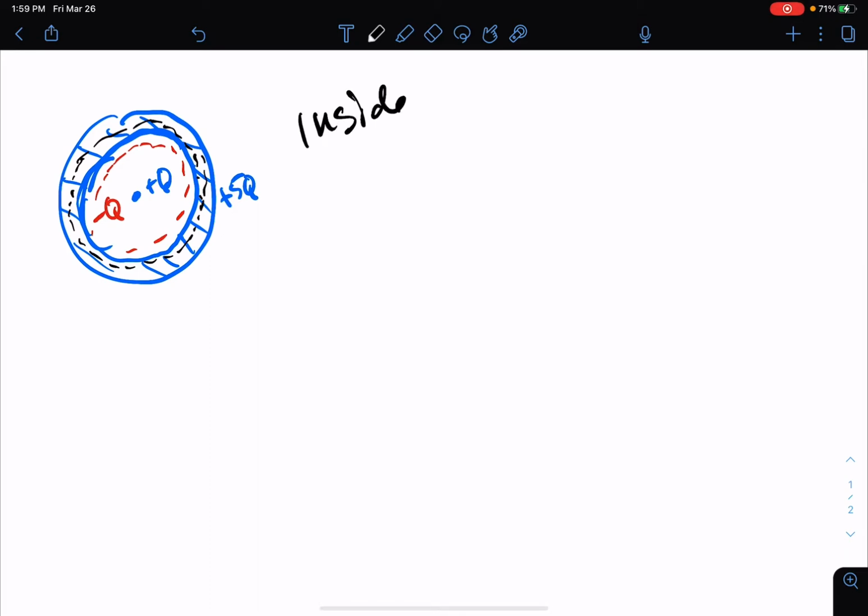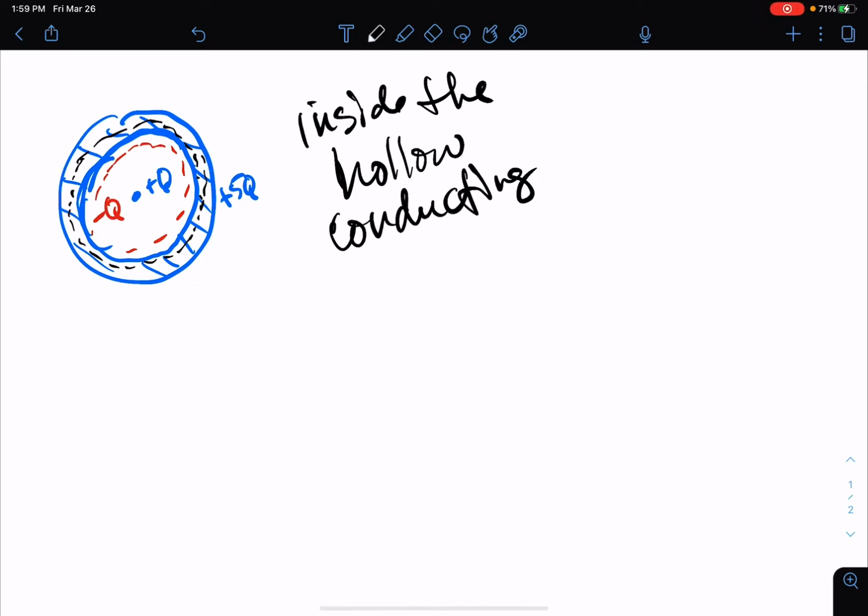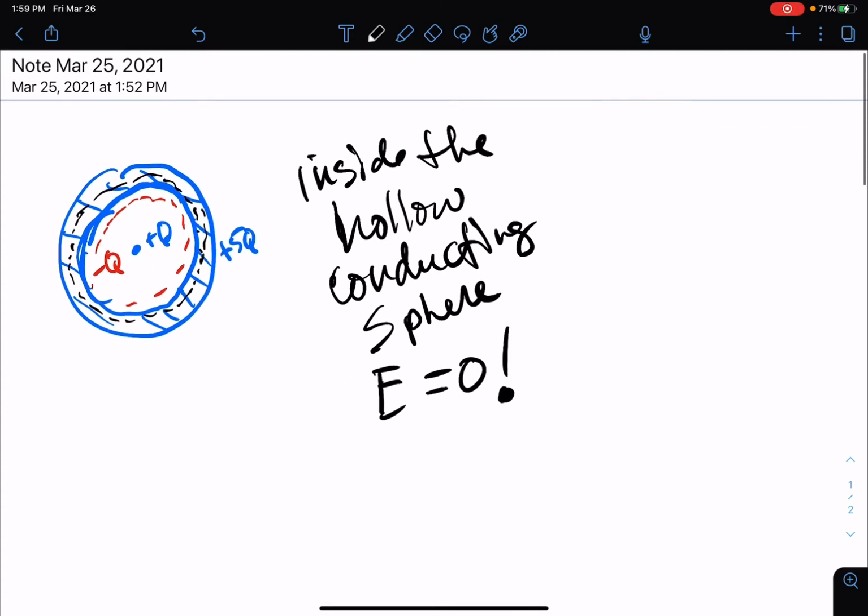Inside the hollow conducting sphere, E must be 0. Has to be. We don't have any other choice.